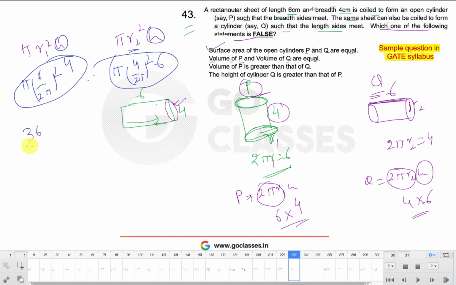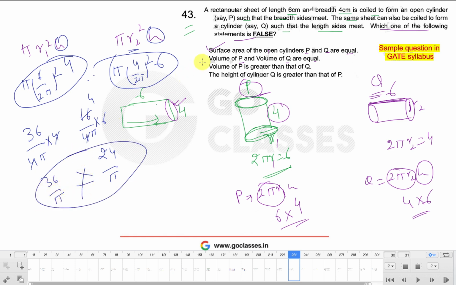It will be 36 divided by 4 pi into 4 and 16 divided by 4 pi into 6. 4 will be cancelled out. 24 divided by pi, and this is 36 divided by pi. This is not equal. So this is the answer, because it is asking for the false statement. B option is correct. Next question.